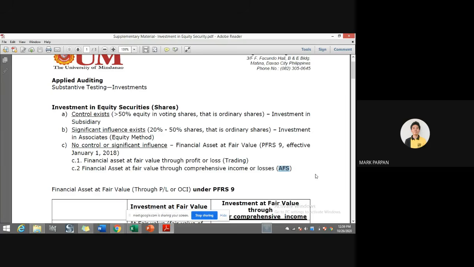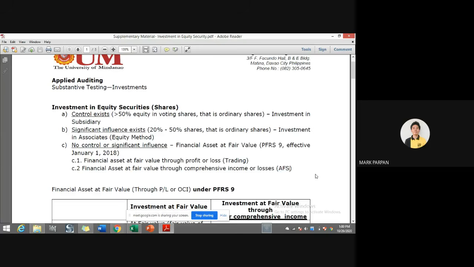So why do I introduce the old terms? Because in the board examination or even some of your pre-boards might include words like trading securities, or available for sale. If you are not familiar with the old terms, there might be a great chance that you will make mistakes because you might get confused. So please remember the old terms. FAFVTPL, trading securities. FAFVTOCI, available for sale.